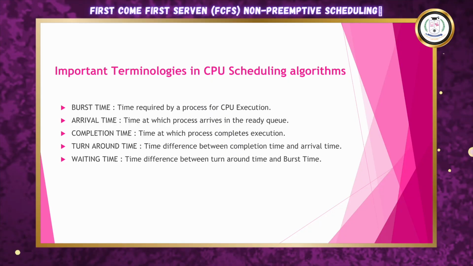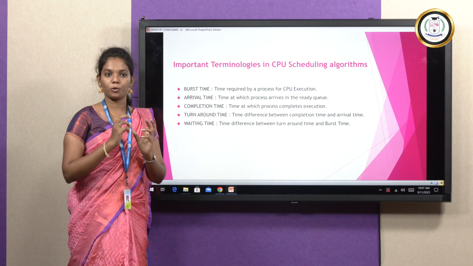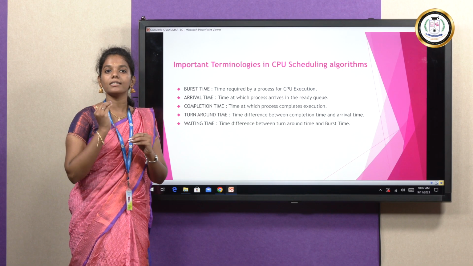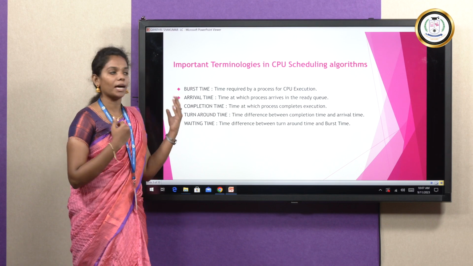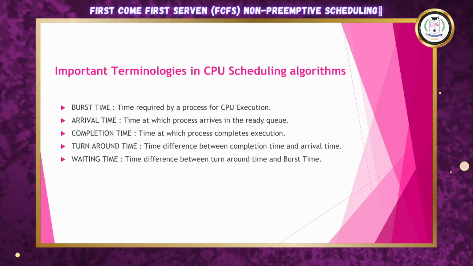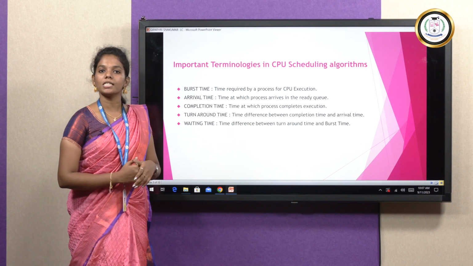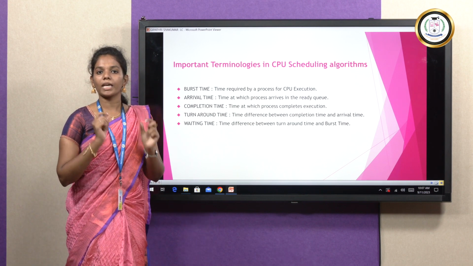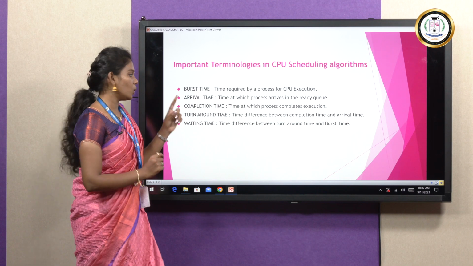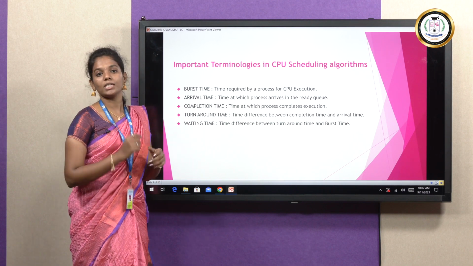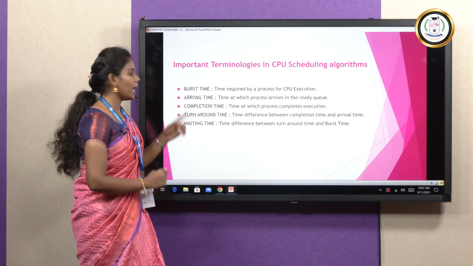And the next is completion time. Completion time is the time at which a process completes its entire CPU execution. And the next is turnaround time. Turnaround time is the difference calculated from the completion time and the arrival time. So my turnaround time is equal to completion time minus arrival time.